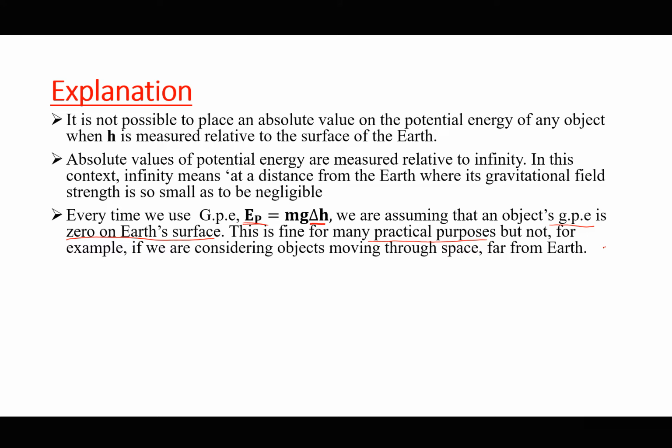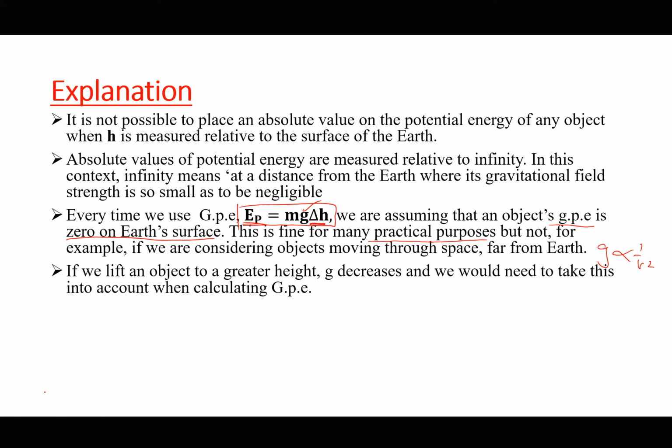Remember, in space, g is not going to be constant because g varies as the inverse square of the distance from the Earth's surface. Yet when we are using this equation here, we are assuming that g is actually constant. So, if we lift an object to a greater height, the value of g is actually going to be decreasing. This means we would need to take this into account when we are calculating the gravitational potential energy.